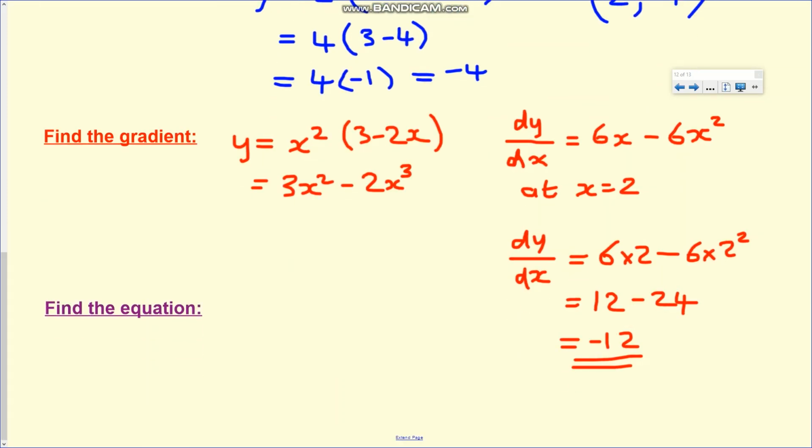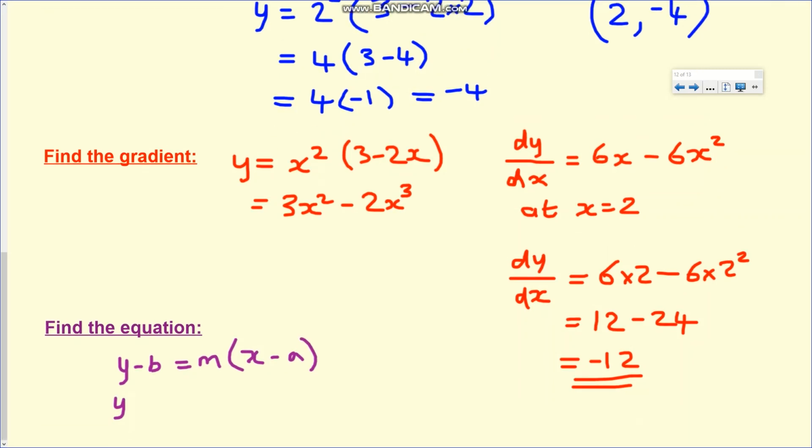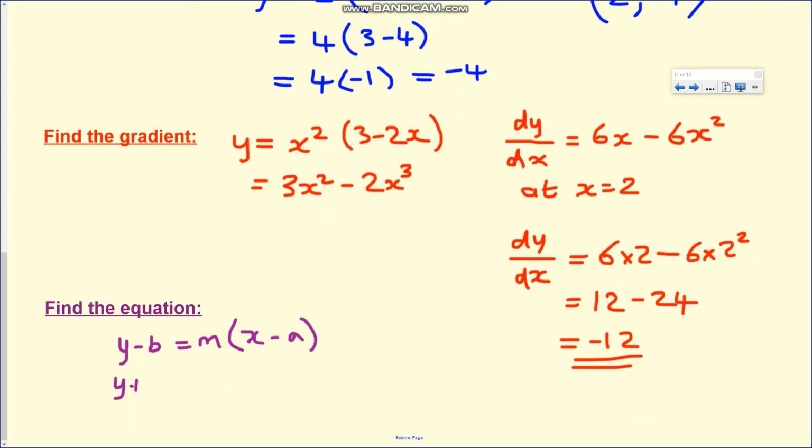I'm going to use the old Nat 5 formula: y minus b equals m bracket x minus a. I'm going to substitute in my formula, which is y plus 4, that negative 4 and the negative in the formula will cancel out. It's equal to negative 12 bracket x minus 2.